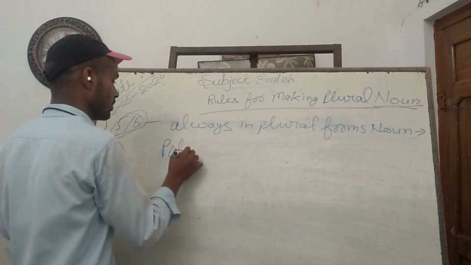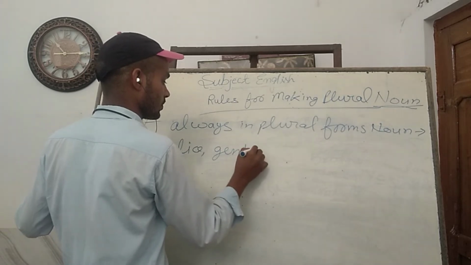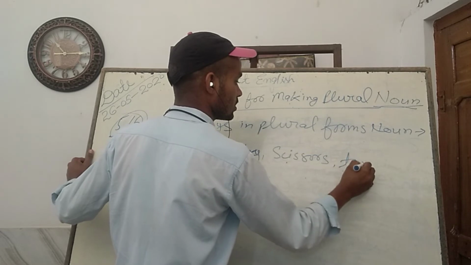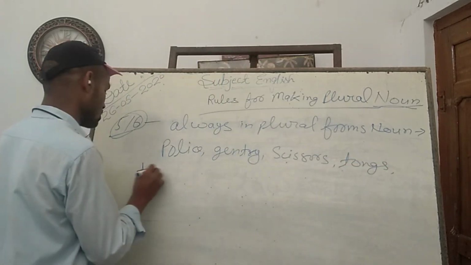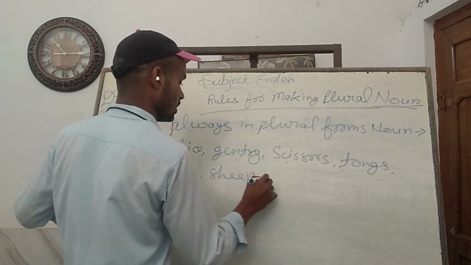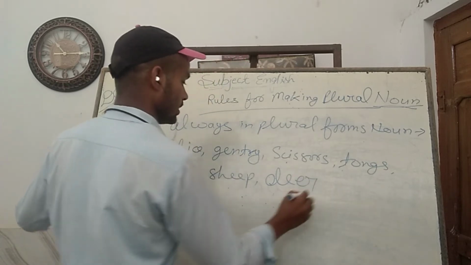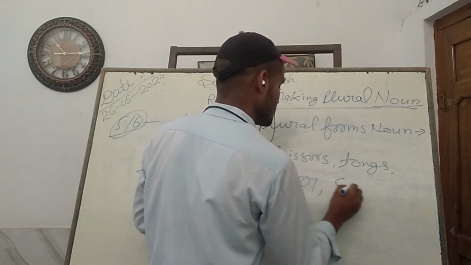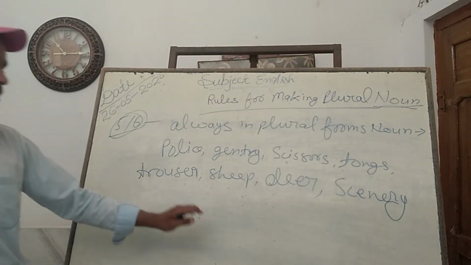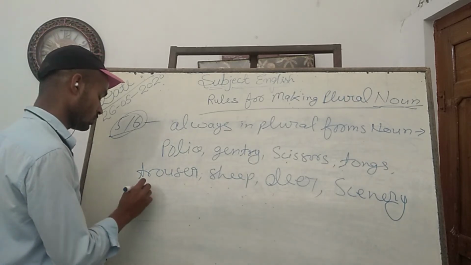Like for example, police, gentry, scissors, tongs, trousers, sheep, deer. After deer, scenery. In same way, there are a lot of nouns which are always used in one form. News. No, sorry.